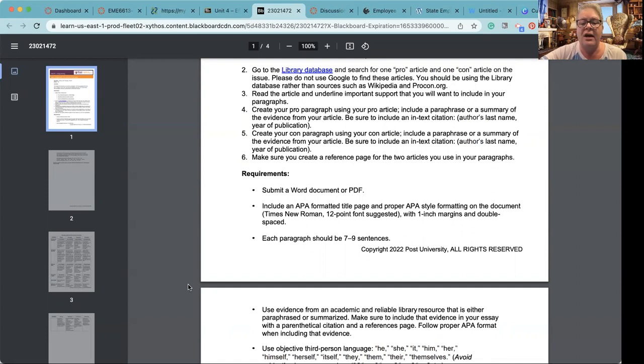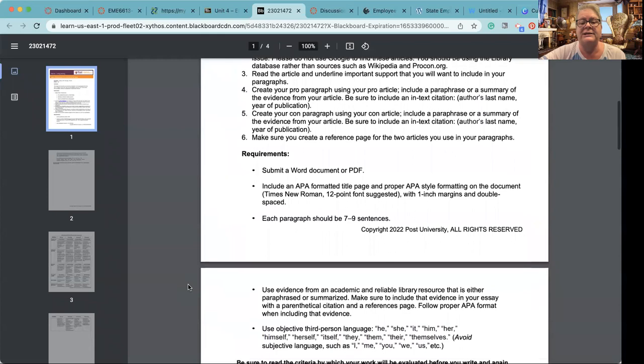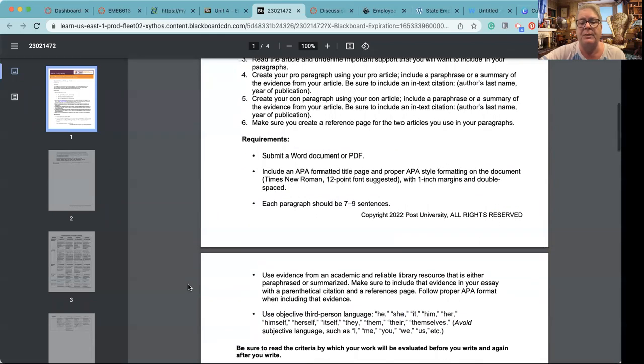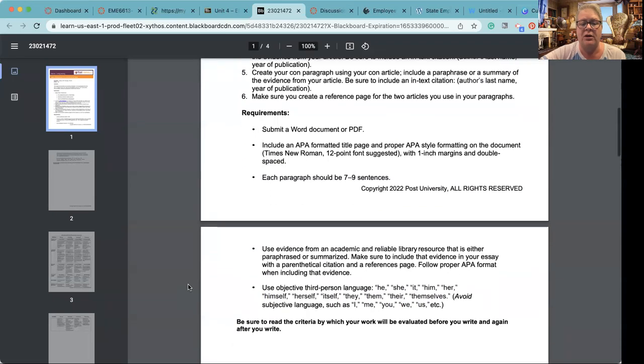The document itself is going to be double spaced. You're going to use Times New Roman 12 point. You've got 1-inch margins all around, and then the first blank page will be your references list. And again, it just needs 2 items on it. Each of your paragraphs should be 7 to 9 sentences. So these are well-developed paragraphs. These are not short paragraphs.